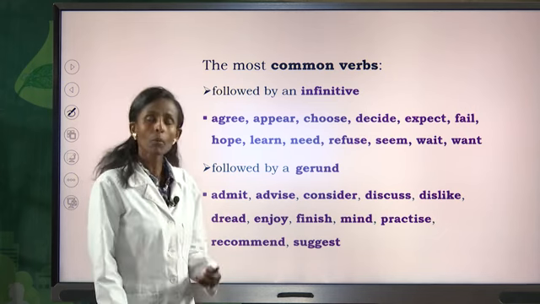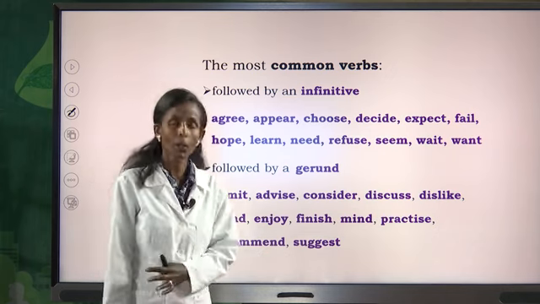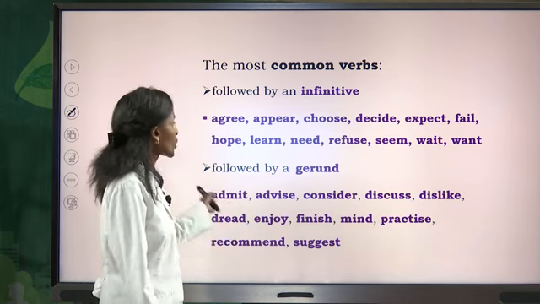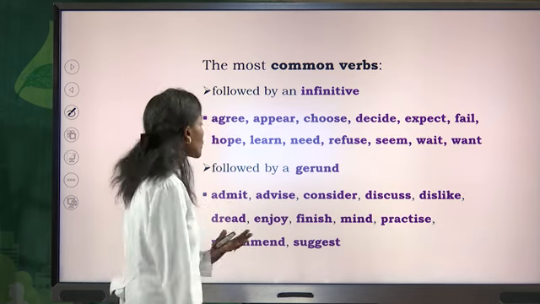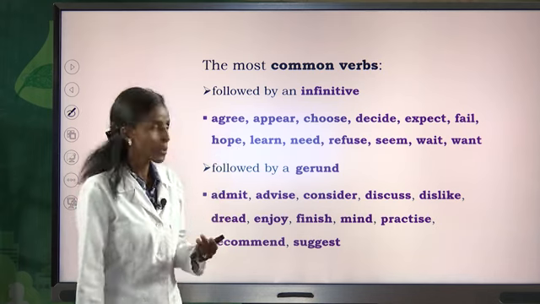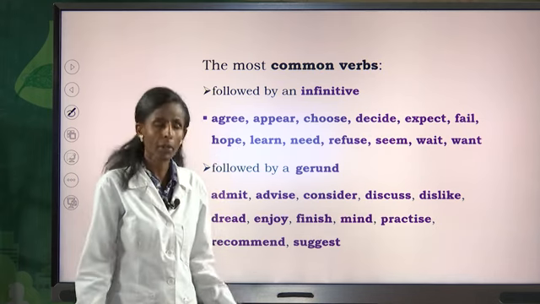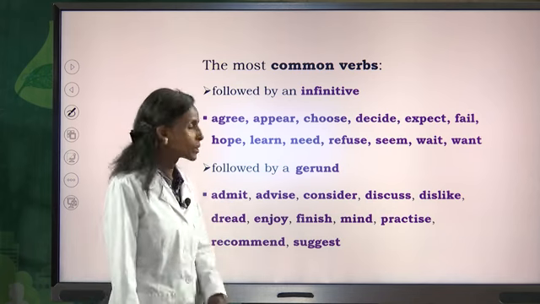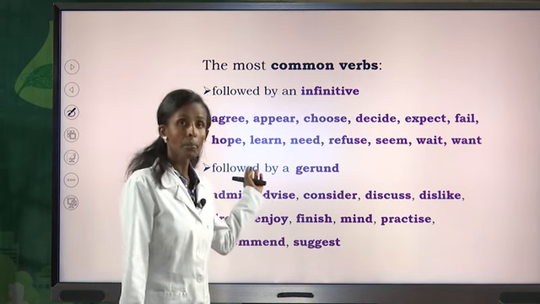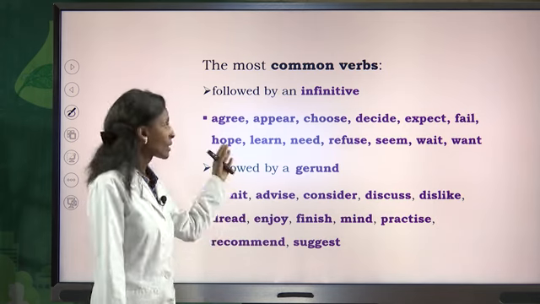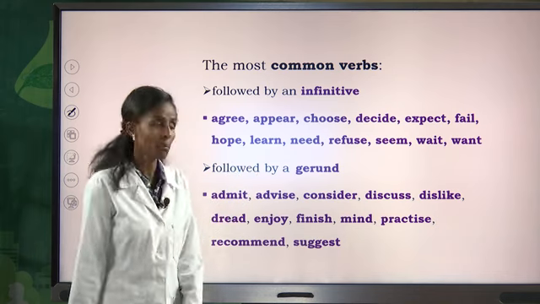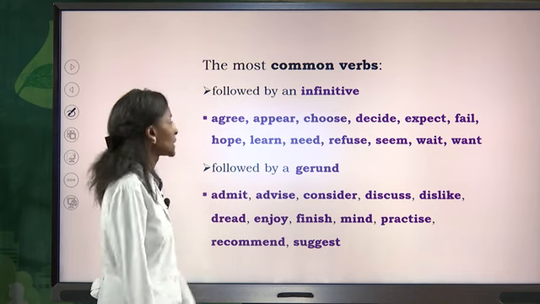There are some words which are most commonly followed by what? An infinitive, always, okay? There are some categories of verbs which need to have this full infinitive, okay? Such as this, okay? Agree, appear, okay, choose, decide, expect, okay, fail, hope, learn, need, refuse, seem, wait, and want. These are some, by the way, okay? There are other words which can fall under this category of verbs which are followed by full infinitive, right? You have to read more on this.